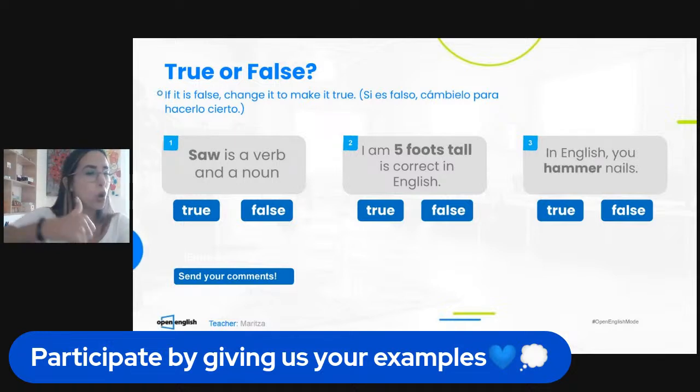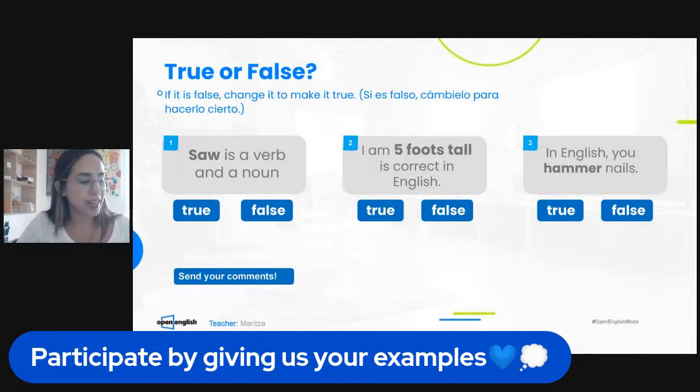Is this true or is this false? In English, you hammer nails. True or false? Let me know here. Okay, Carlos Pino, I am 5 feet tall. Excellent. Yes, that is how we would correct number 2. Roberto, Carlos, excellent. Yes, it is 5 feet. And number 3, in English, you hammer nails. True or false? Luz Duha says this is true. Number 3 is true. Brandon says this is true.